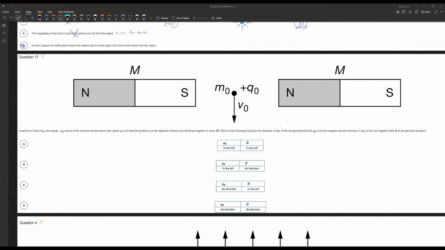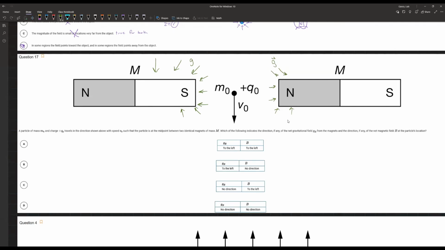Alrighty, we'll go ahead and start talking about it, but you can go ahead and continue working. So if we look at the scenario, the gravitational field for these magnets is going to be pointing inward. That's going to be the gravitational field. Now, both of these have gravitational fields pointing inward to them. And if they have the same mass and we are smack dab in the middle, the gravitational fields are going to cancel.